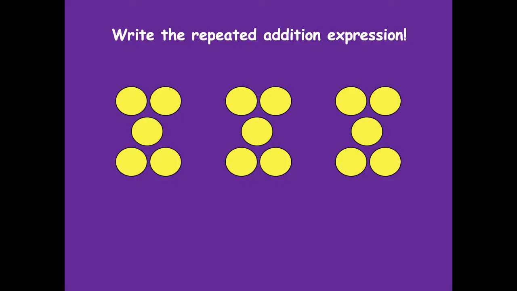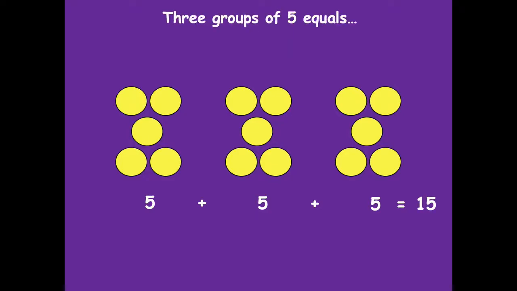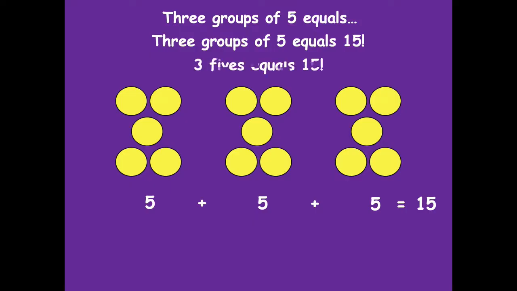All right, friends, pause if you need more time. So here we have 5 plus 5 plus 5 equals, I know that 5 plus 5 equals 10, and 10 plus 5 equals 15. So 3 groups of 5 equals 15. We can also say it as 3 5s equal 15. They're both saying the same thing.